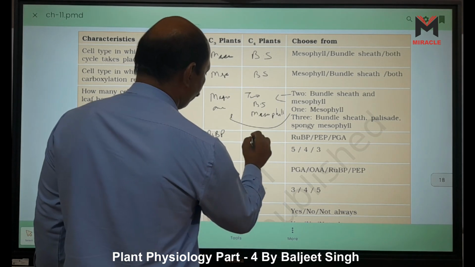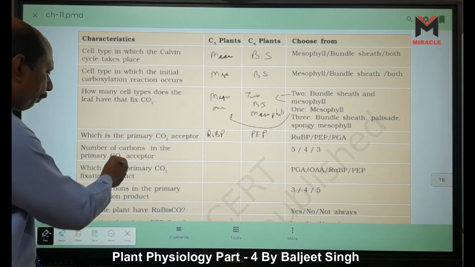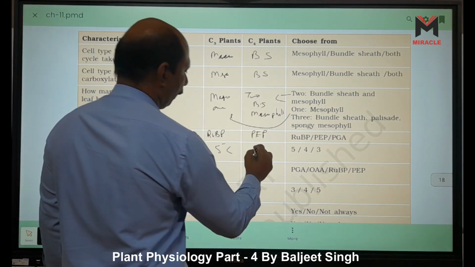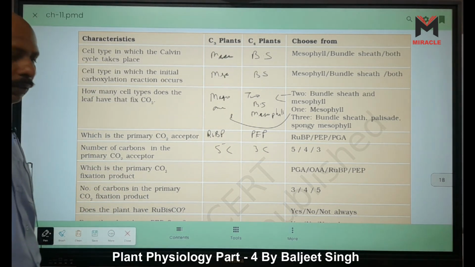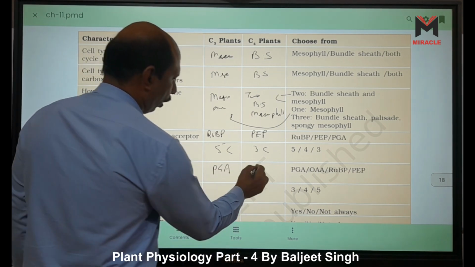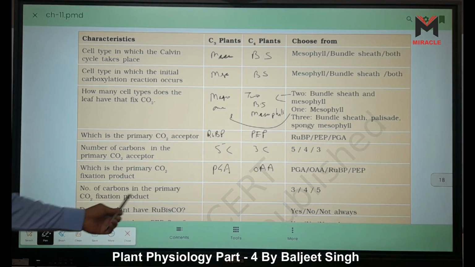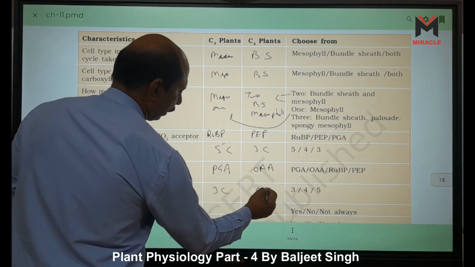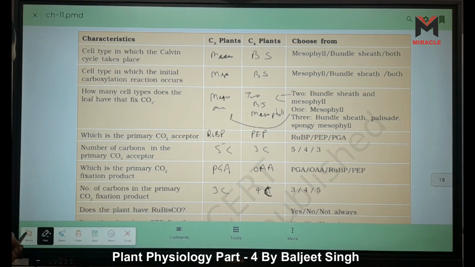And in case of C4 plant, which one is it? Phosphoenol pyruvate, right? Number of carbons in the primary CO2 acceptor. How many carbon atoms are there? RuBP has 5 carbon atoms and PEP has 3 carbon atoms, right? Another is given, which is the primary CO2 fixation product. The product is PGA in C3 plant and oxaloacetic acid in C4 plants. Number of carbons in the primary CO2 fixation product: PGA is 3 carbon and OAA is 4 carbon. That's why it is called the C4 cycle and C3 cycle, right?